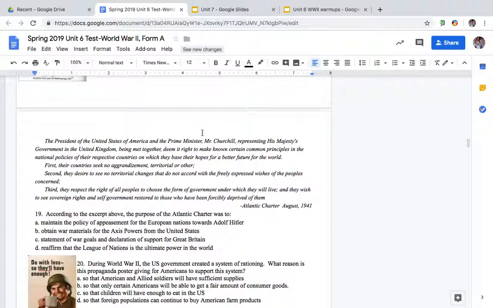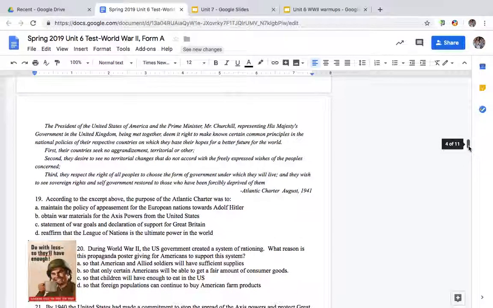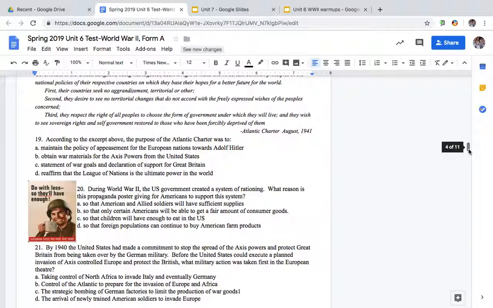Number 20. During World War II, the U.S. government created a system of rationing. What reason is this propaganda poster giving for Americans to support the system? A. So that American and Allied soldiers will have sufficient supplies. B. So that only certain Americans will be able to get a fair amount of consumer goods.